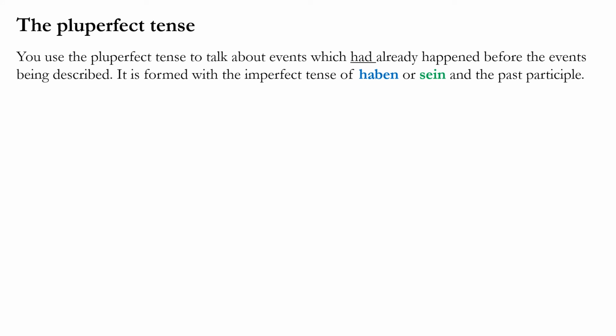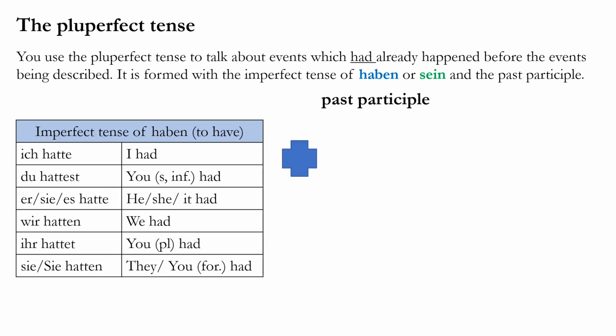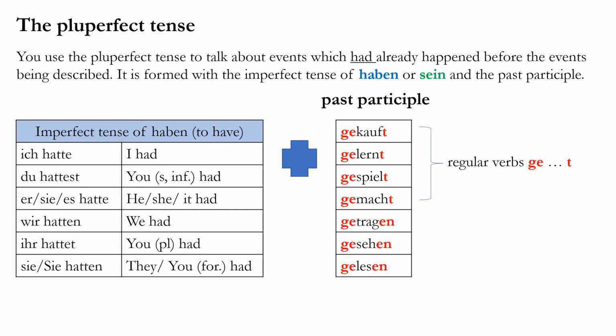So, we know that the pluperfect tense is used to talk about events which had already happened before the events are being described. And now we're wondering how it's formed. Well, it's formed with the imperfect tense of haben or sein and the past participle. Okay, so here we have the imperfect tense of haben. Okay, ich hatte. Please repeat after me.